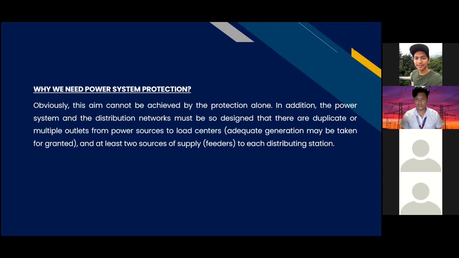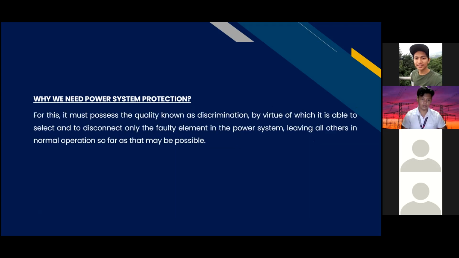There are certain conventional ways of ensuring alternative supplies, as we shall see, but if full advantage is to be taken of their provision, the protection must be highly selective in its functioning. Next. For this, it must possess the quality known as discrimination, by virtue of which it is able to select and disconnect only the faulty element in the power system, leaving all others in normal operation so far as that may be possible. With a few exceptions, the detection and tripping of a faulty circuit is a very simple matter.